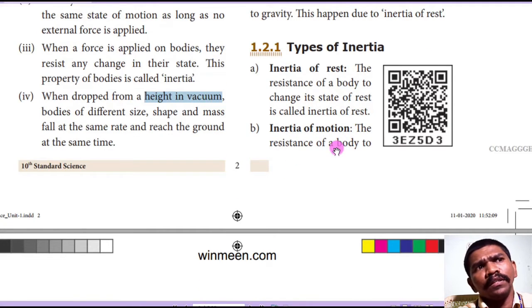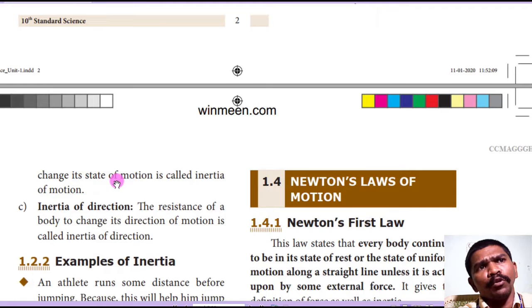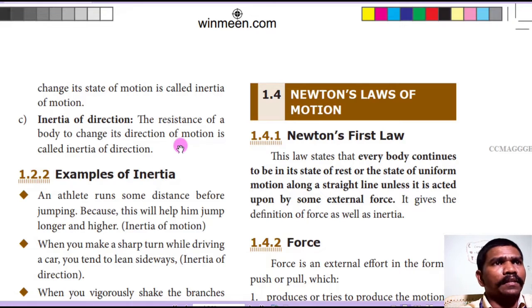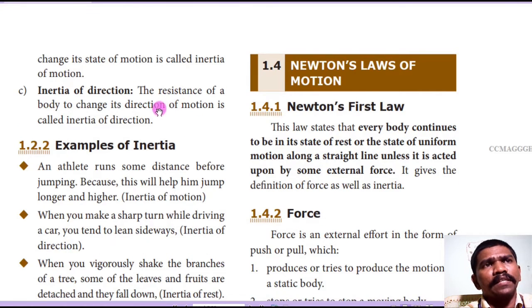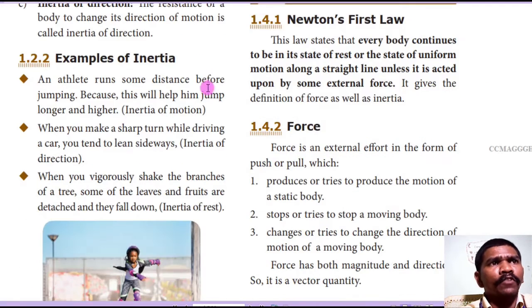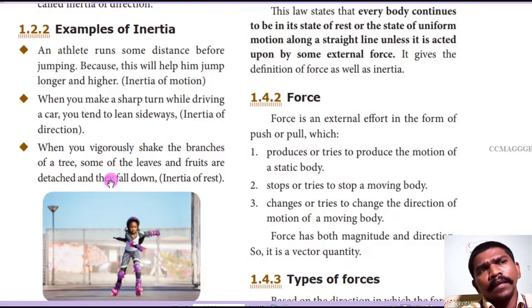Next is inertia of motion. The resistance of a body to change its state of motion is called inertia of motion. Inertia of direction: the resistance of a body to change its direction of motion is called inertia of direction. All are the same; here we have changed only rest, motion and direction. Each has its examples. First, inertia of rest: when you vigorously shake the branches of a tree, some leaves or fruits are detached and fall. That is inertia of rest.